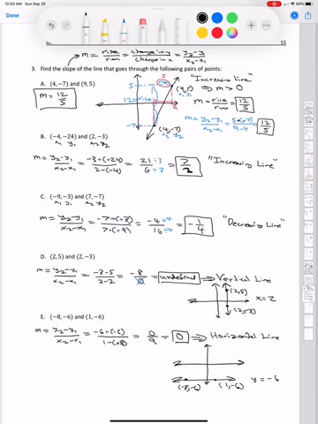So that's slope. We're going to carry that over into our functions as we look at the average rate of change. But we'll stop there with that. We'll continue on in a little bit.